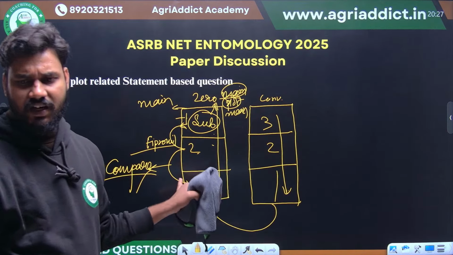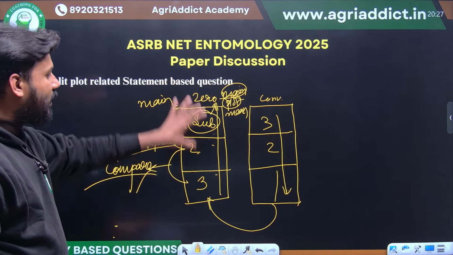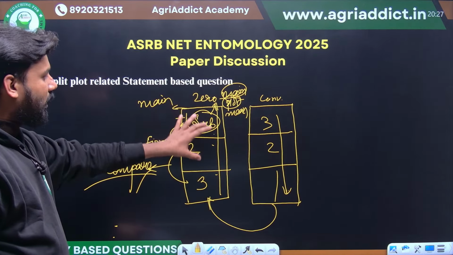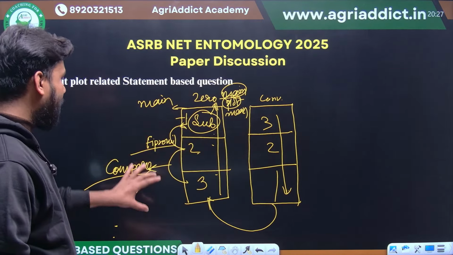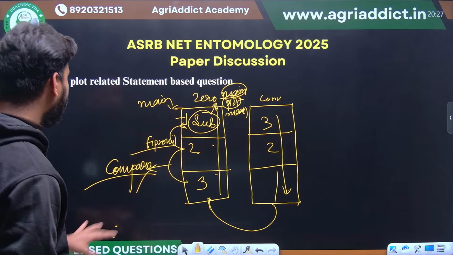Like that, some statement based question was asked. So if you know these things, like where main plot treatment means are compared, and between the treatments in subplot also it is compared. So this is the basic.